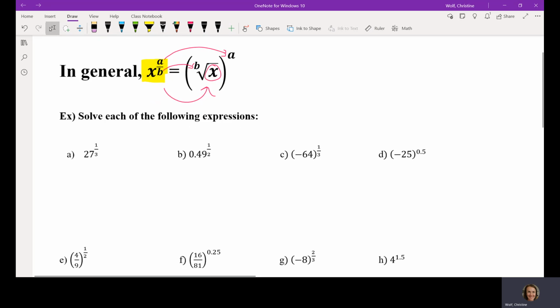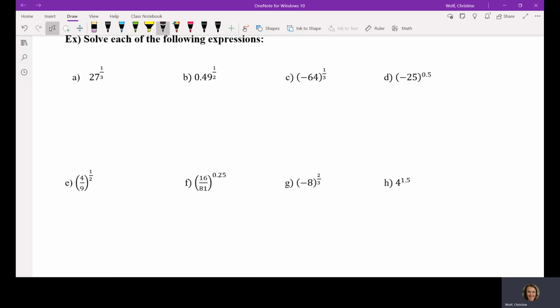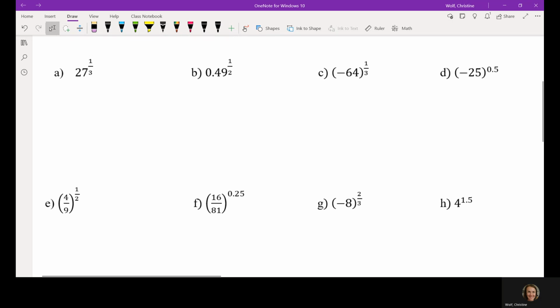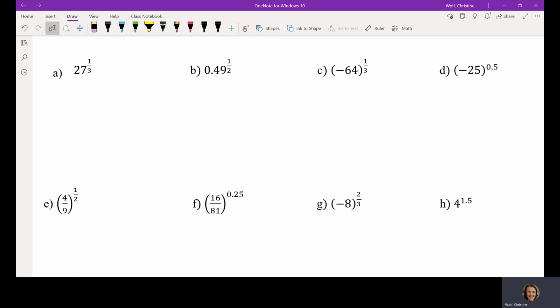So let's look at this first question. I have 27 to the power of 1 over 3. I'll zoom in a little bit, sorry. 27 to the power of 1 over 3. So whenever you see a fractional exponent, it automatically becomes a radical. Now, the base is 27, so that goes underneath. The denominator is what goes in the index. So because the denominator is 3, it's actually going to become the cube root of 27.